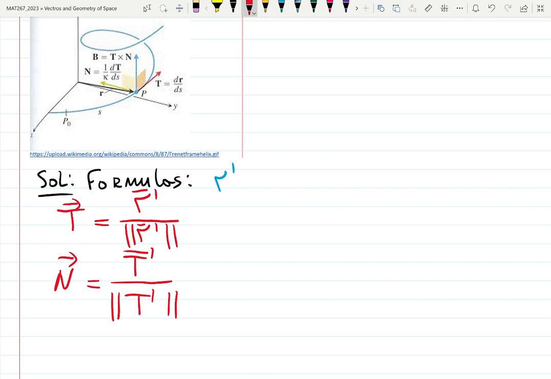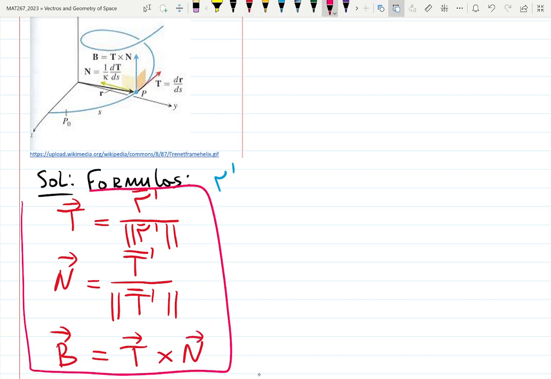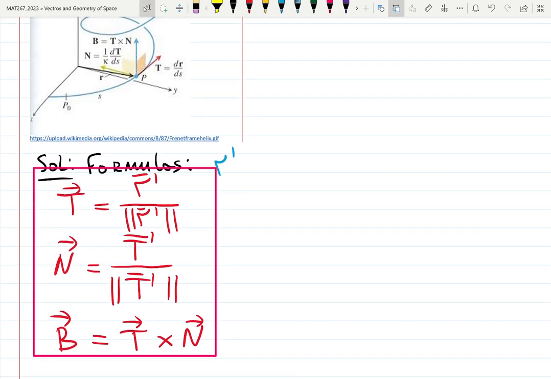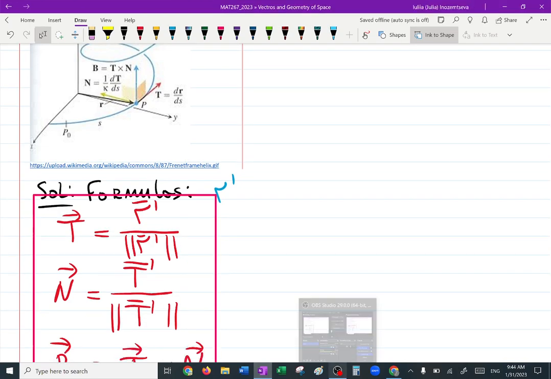Vector, vector, vector, vector. And then B: when you find all of this, you think you're done? No, now you do a cross product of the two previous ones: T cross N. Like so. Maybe I should do a separate video for that so you can find it easily for your homework. I just realized.